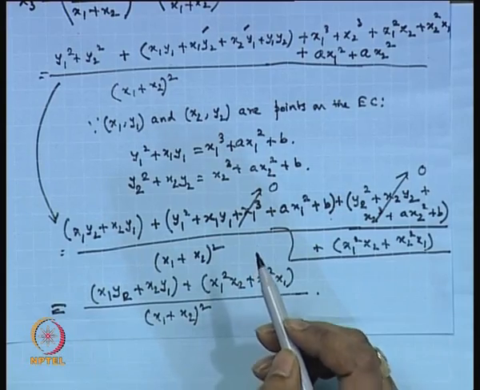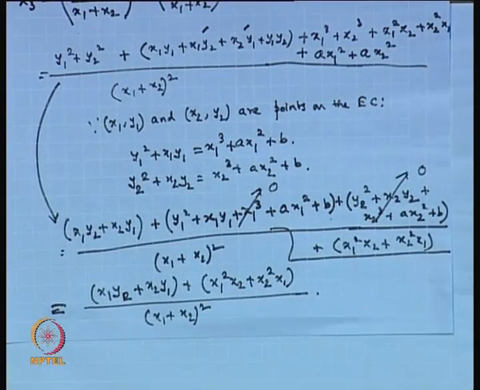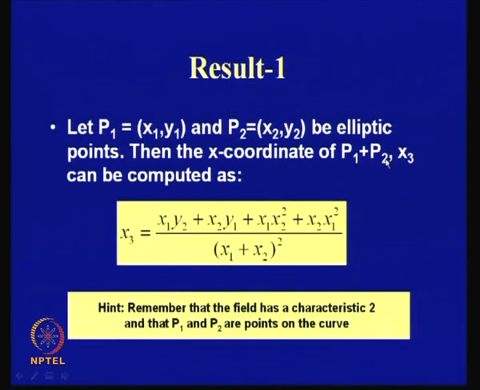It says that if you take x 1 comma y 1 and x 2 comma y 2, and these are points on the elliptic curve, then the x coordinate of p 1 plus p 2, x 3, can be computed as x 1 y 2 plus x 2 y 1 plus x 1 square x 2 plus x 2 square x 1 divided by (x 1 plus x 2) whole square. Okay. So, you remember that the field has characteristic 2 and that p 1 and p 2 are points on the curve. So, these are the two things that we have used in this result.